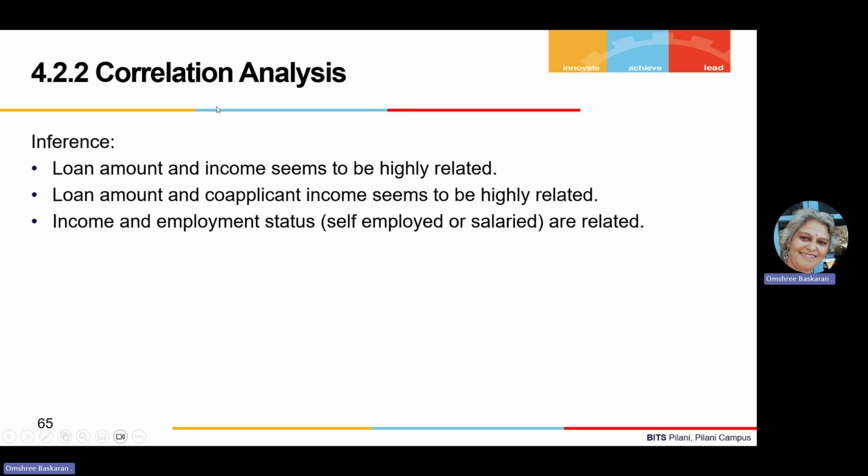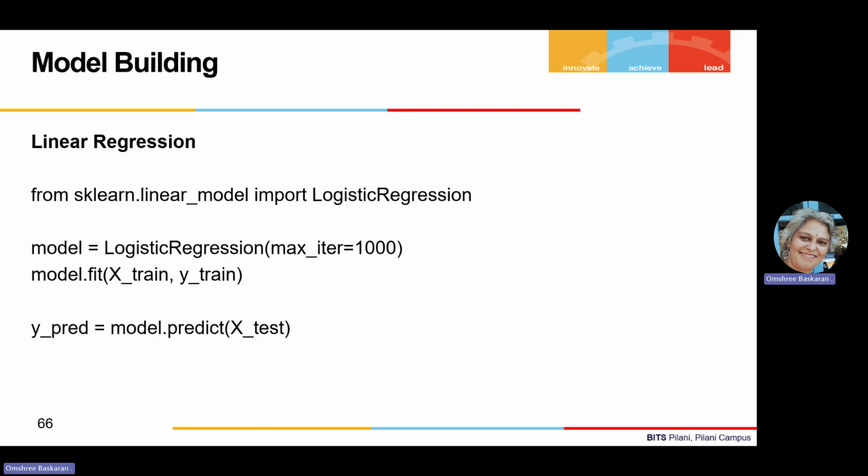So loan amount and income seem to be highly related. Loan amount and co-applicant income seem to be highly related. Income and employment status are related. So we need to see how high the relationship is. Is one of the features going to be redundant? If there is a very high correlation between two features, can one of them be removed as redundant so that the model becomes much more efficient when we are developing it, right? So this happens.